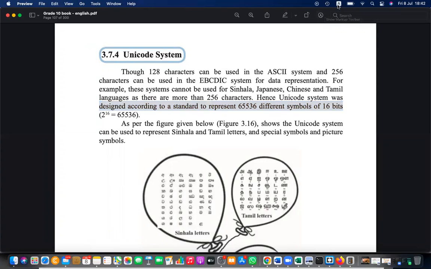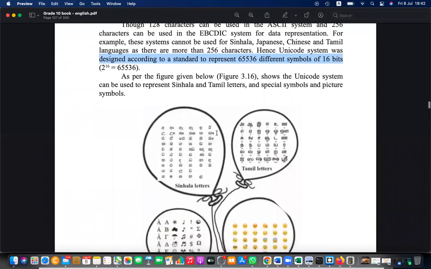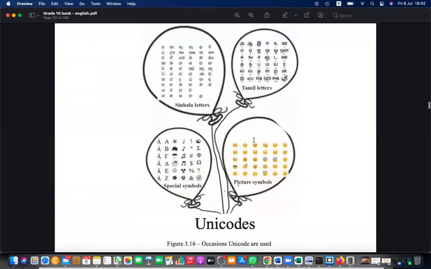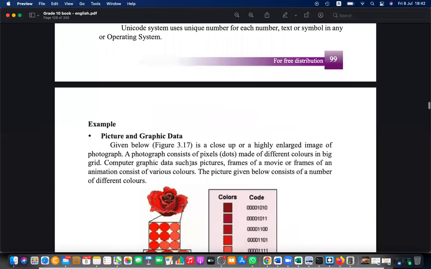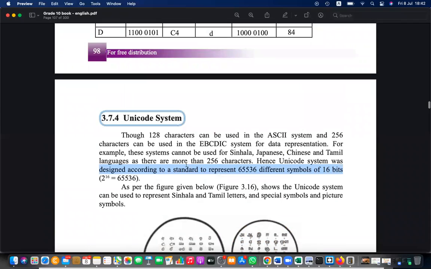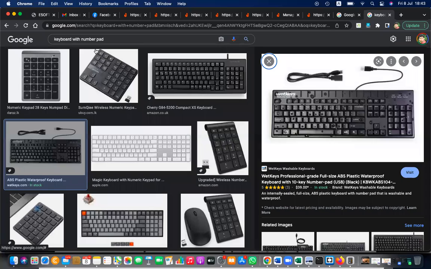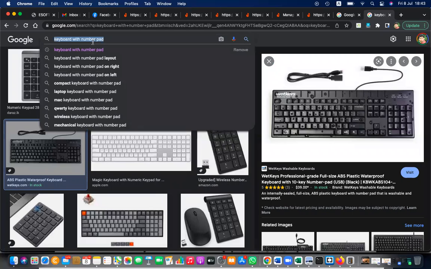For example, Sinhala Unicode, Helakuru. So these things are possible with the Unicode system. With the Unicode system, you can add these characters, and also picture symbols, characters, emojis are possible with Unicode. Unicode has a 16-bit version, but now there is another version, which we call Big Endian Unicode.